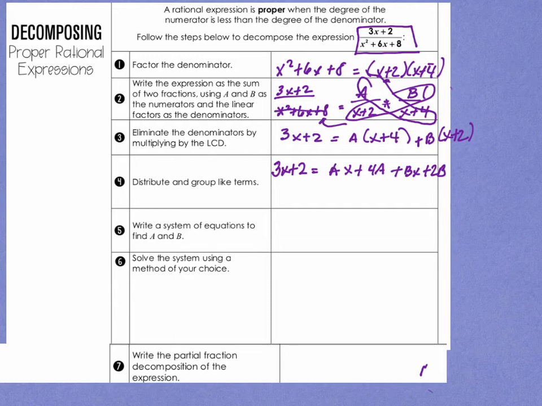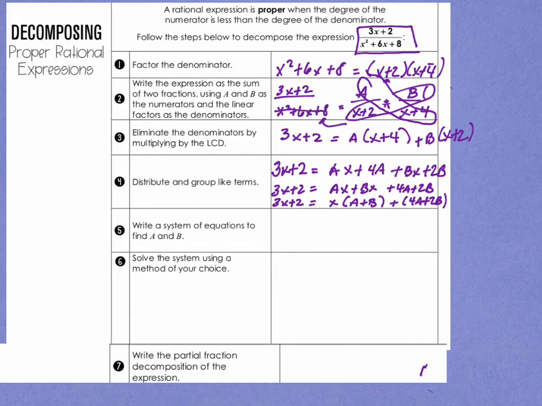All right, now group the like terms together. So 3x plus 2 is equal to Ax plus Bx, those are the x terms, plus 4A plus 2B, those are the constant terms. There's no variable in there. Then we're going to write a system of equations, but first we have to group them. So let's write it one more time: 3x plus 2 is equal to, now factor out the x, and you get A plus B. You can't factor anything out of the constants, so the constants are 4A plus 2B.